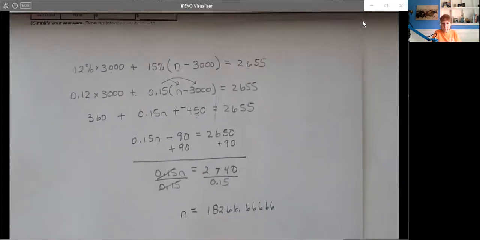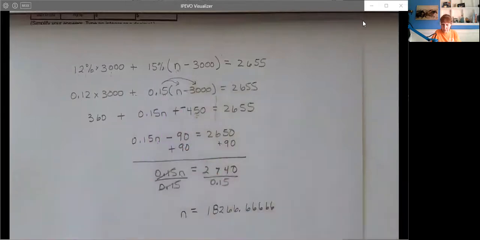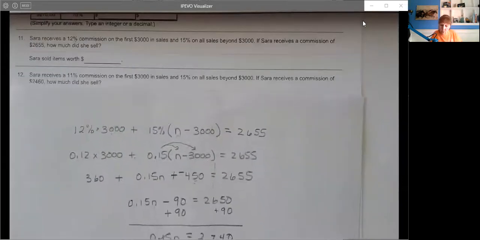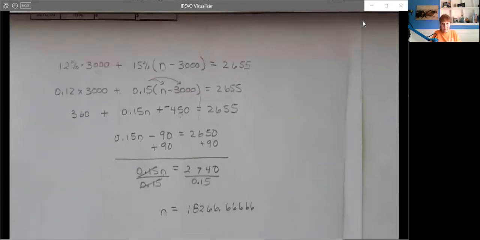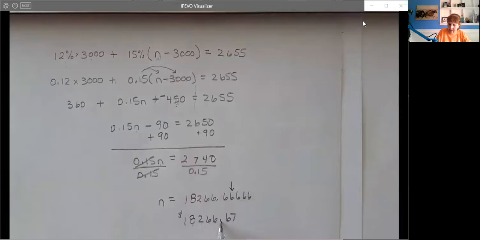So she went quite a bit over her 3,000. She got 3% for anything over the 3,000. So about $15,000, roughly 15,000, she got 15%. So we'll just round off to the nearest cent. Okay. So we'll go to our cent, 18,266 point. So we've got $18,266.67. All right. I believe I have the answers here.